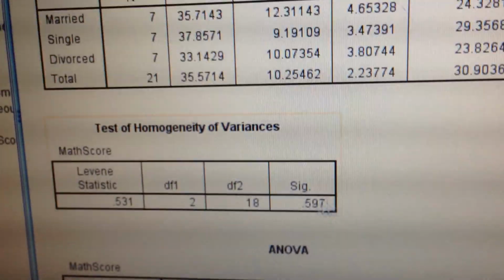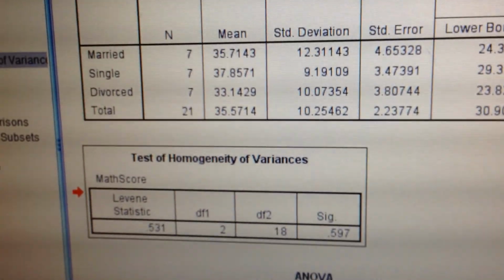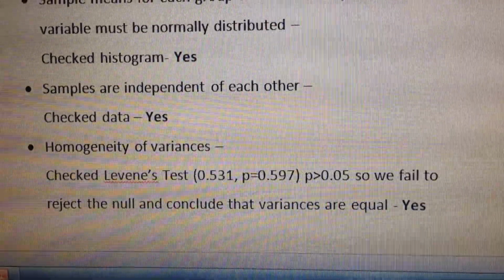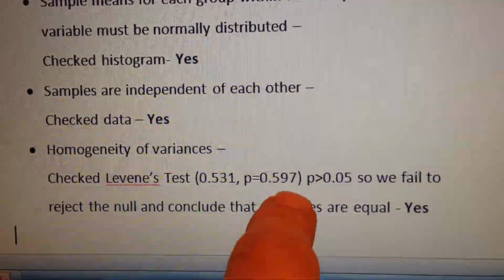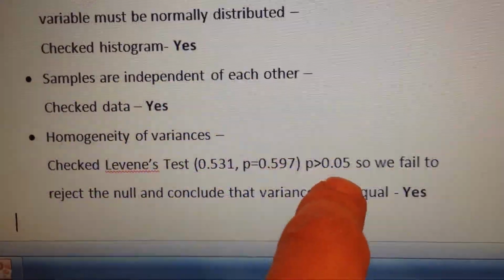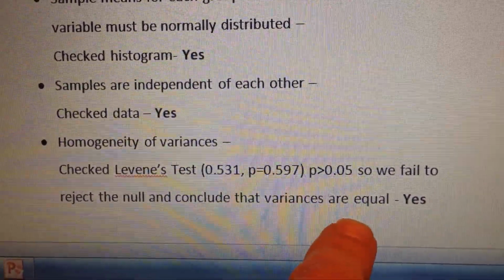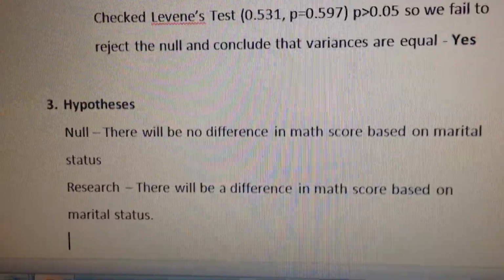And so when we get a p-value greater than 0.05, we fail to reject the null, and we say that we met the assumption. So for our homogeneity of variances, we check the Levene's test. I wrote in 0.531, p equals 0.597. P is greater than 0.05, so we fail to reject the null and conclude that the variances are equal. Okay, so we've met the first two steps.